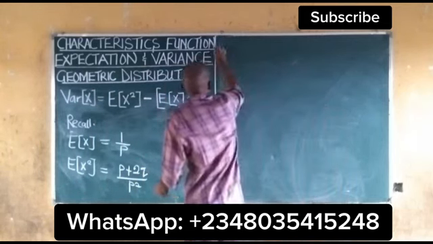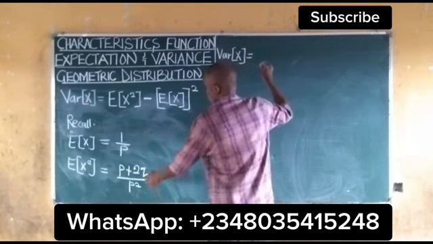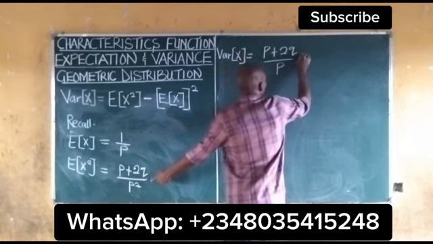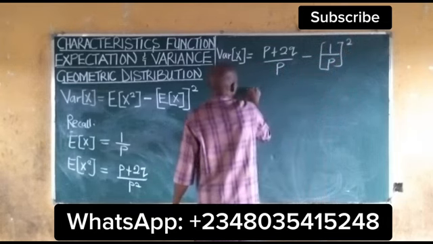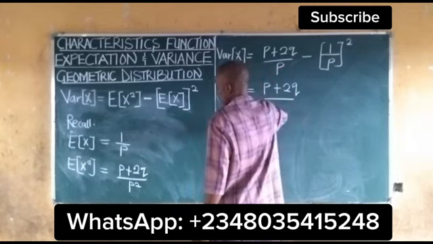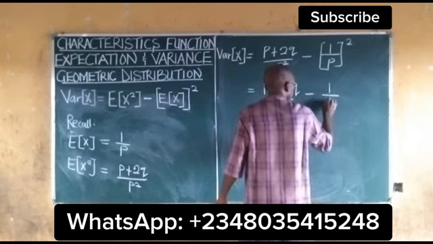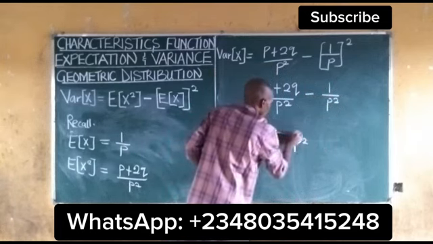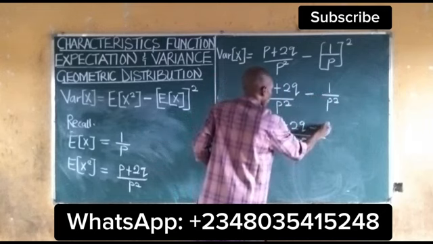So it then means that our variance of x is equal to, first we write p plus 2q all over p squared minus 1 all over p, which is what we got for our expected value of x, all squared, which is equal to p plus 2q all over p squared minus 1 all over p squared. If we take the LCM of these two, we have p squared to give us p plus 2q minus 1.